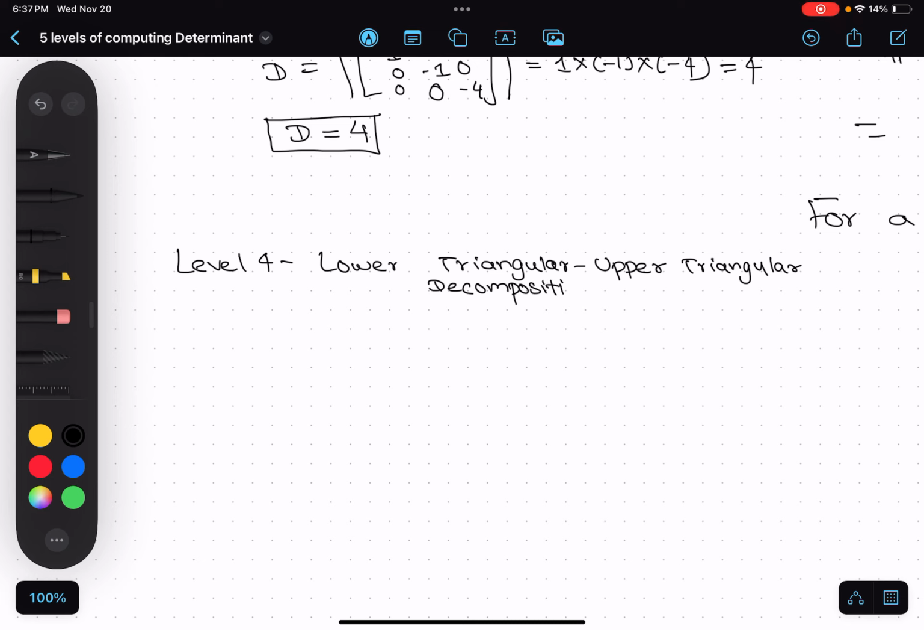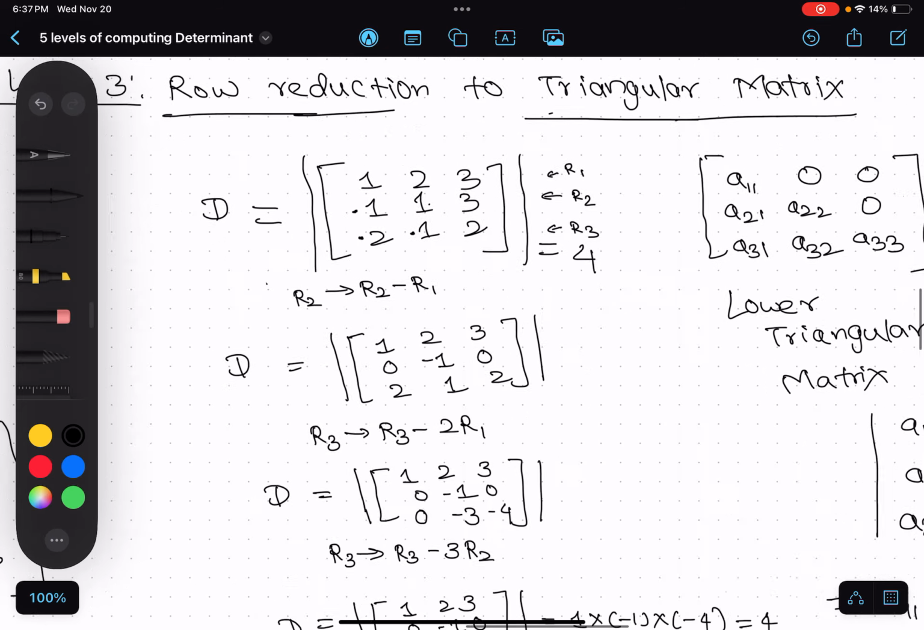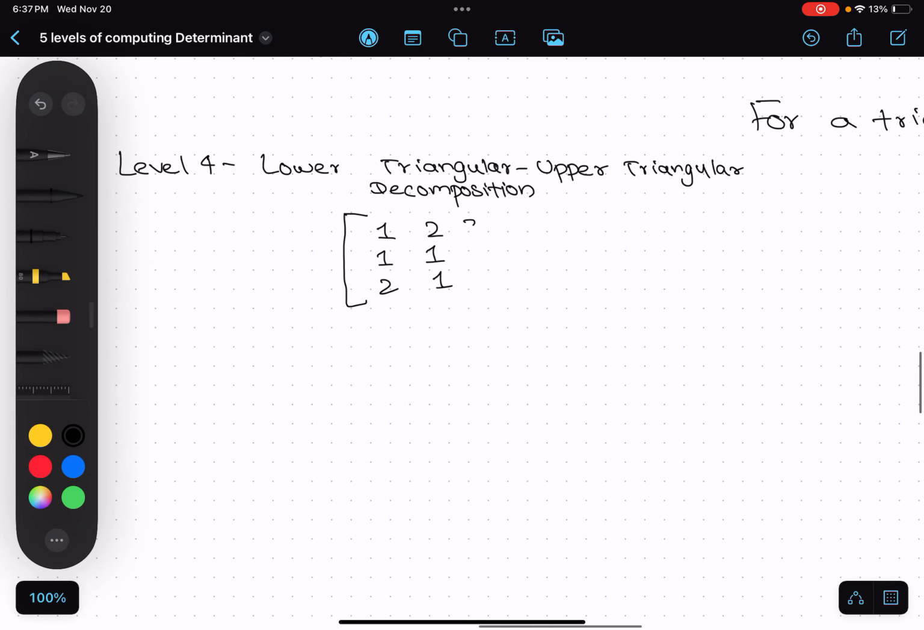Okay, and we have the matrix that we want to compute the determinant of: 1 1 2, 2 1 1, and 3 3 2, right? Now first of all, we just need to know a theorem.